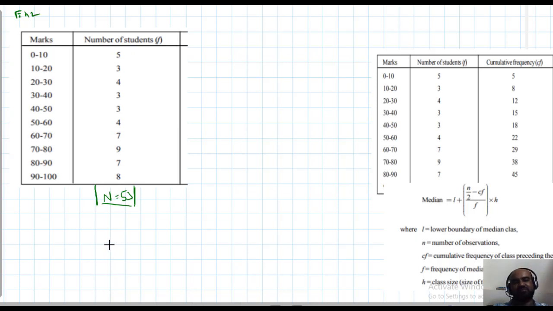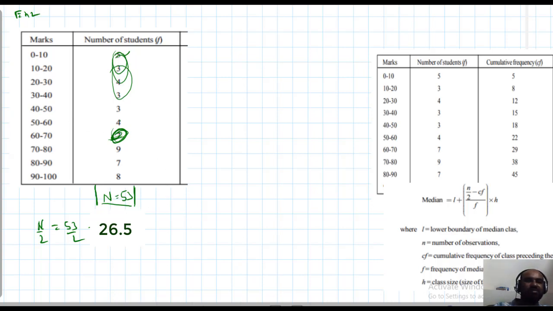Now we want to find the median mark. First of all, I want to find the value of n by 2. That's 53 by 2, that is 26 and a half. So first of all, I want to identify where the 26 and a half student is. So 5 students, 5 plus 3, 8 students, 8 plus 4, 12 students, 12 plus 3, 15 students, 15 plus 3, 18, 18 plus 4, 22, 22 plus 7, okay, somewhere here that student is. In this group only, the 26 and a half student means approximately I can say the 27th student.